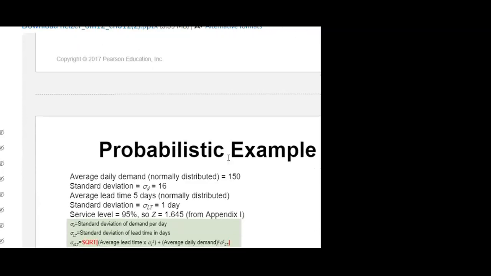Okay, so let's just move to this question. In this example, both lead time and demand are variable. As a result, we have the average of both. Average of demand is 150. Average of lead time is 5 days, both normally distributed. Standard deviation of demand is 16. Standard deviation of lead time is 1. Service level required is 95%.